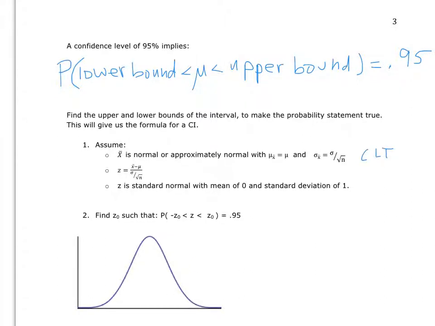And then we're just assuming that we can calculate z, the standard normal value, by taking x bar minus mu over sigma over square root n. That's just our calculation for a z-score for a sample mean. And then we assume that z is that standard normal with mean 0 and standard deviation of 1.